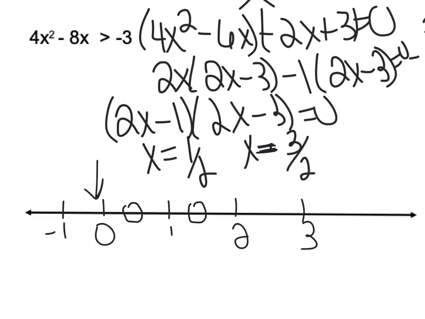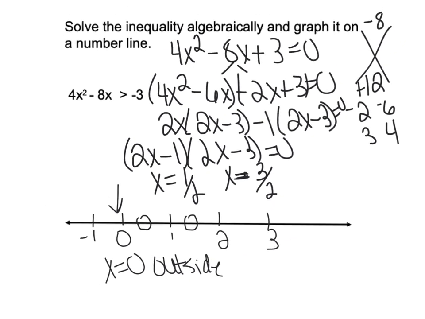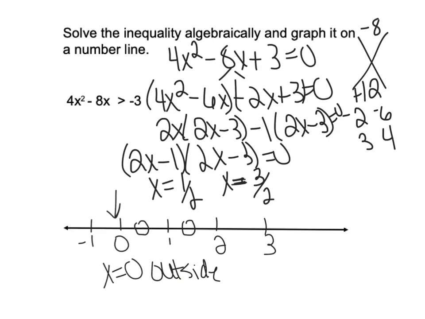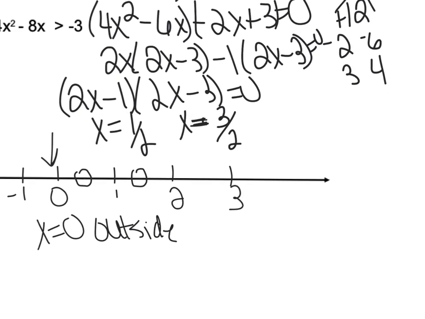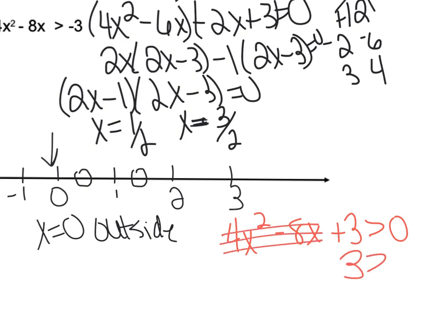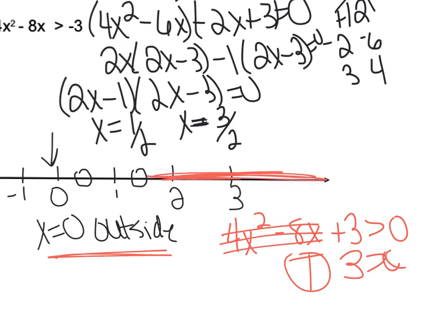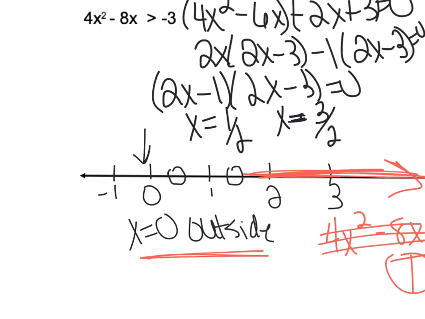Okay, so if x equals 0, that means 0 is on the outside. It is not in between, it's on the outside. So when we put 0 in, if we come up here to our one that we had, after we added 3 to both sides, we had 4x squared minus 8x plus 3 is greater than 0. If we put 0 in, that gets rid of those, and we have 3 is greater than 0, which is a true statement. If it is true, we shade where 0 is at, so we're going to shade on the outside. So we are going to shade the outside part of our number line.